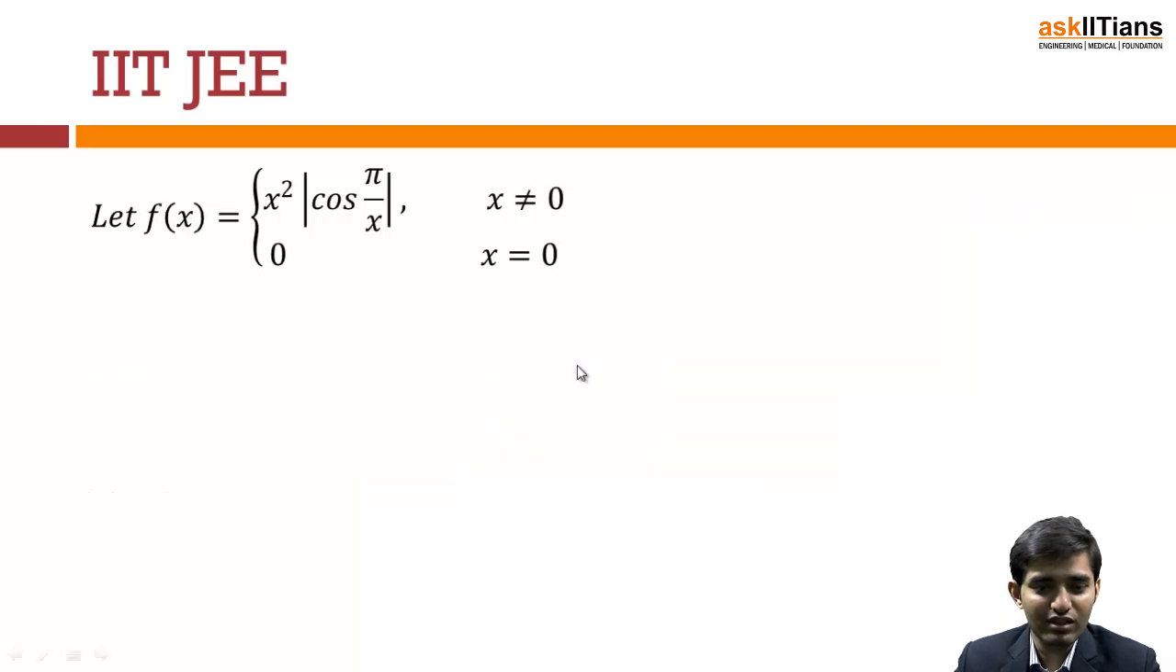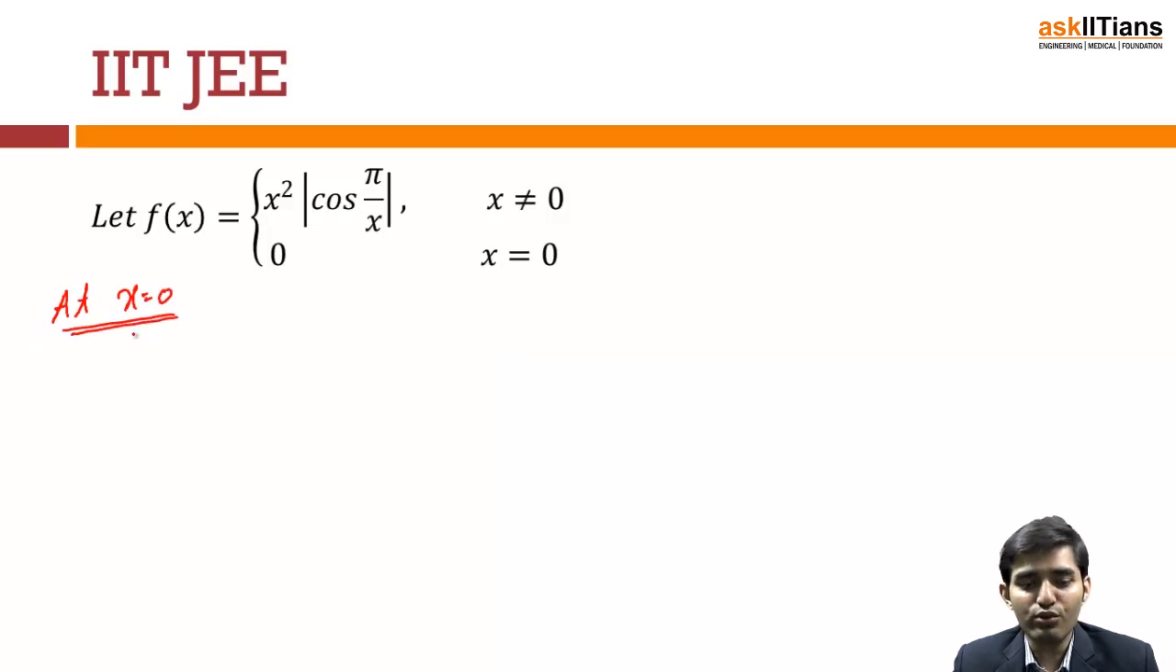So let us check whether this function is differentiable or not first at x equal to 0. Now if I want to check whether this function is differentiable or not at x equal to 0, I will have to find out LHD and RHD, right? So what will be RHD? Right hand derivative at x equal to 0.